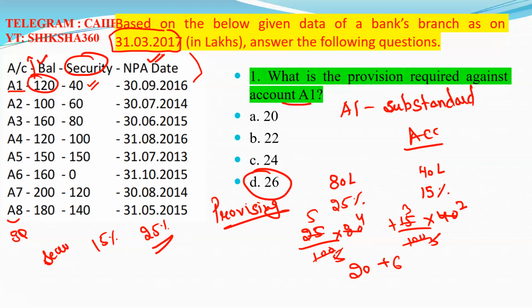So first of all, you have to remember these values and be able to understand whether the account is in the substandard category or a doubtful asset. You have to remember that also. Now let's move to the next question.